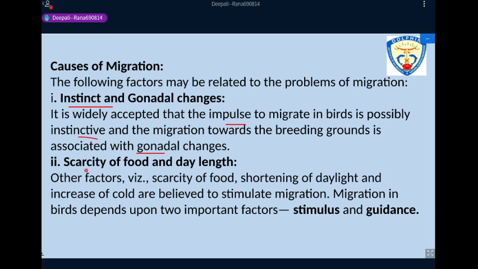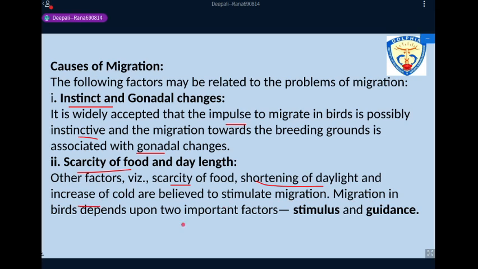Okay. Then the second reason could be what? Scarcity of food and the day length. Okay. The examples are scarcity of food and shortening of day length. The daylight is going to shorten in the case of winters. There will be less sunshine, less availability of food, and an increase of cold conditions. These are believed to stimulate the process of what?